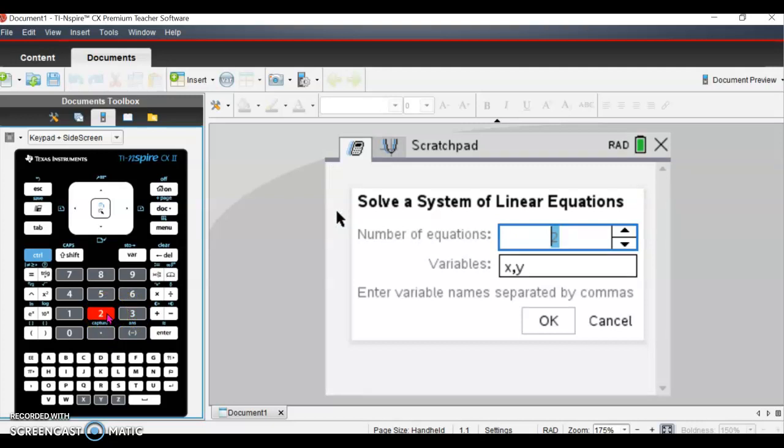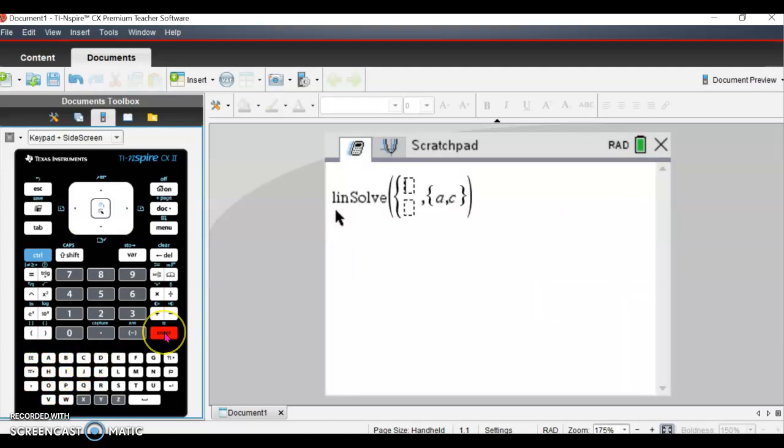Now, I know that I have 2 equations, but I did not use x and y. So I'm going to go down to here, and instead of x comma y, I'm going to put a comma c, and then hit enter. Notice the a and c that are right there, knowing that you use the right variables. And in the first box, I'm going to type our first equation, 8a plus 5c equals $2,892. Arrow down and type in the second equation. Adult tickets plus child tickets equal a total of 480 tickets.